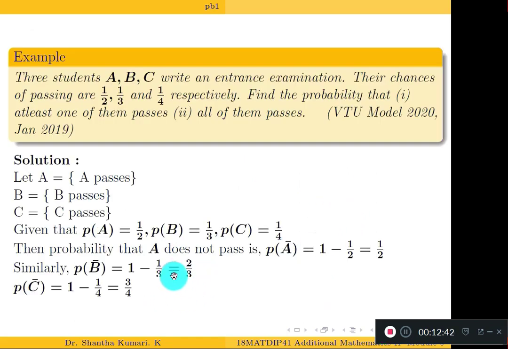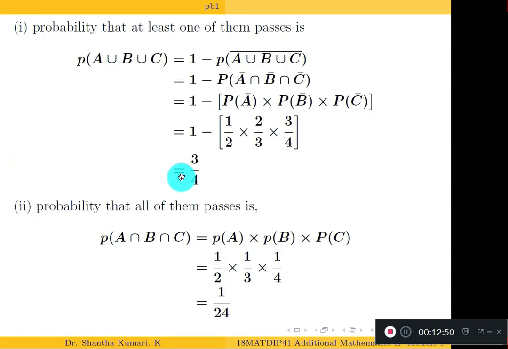Now go to the question. First question, at least one of them. What is the notation for at least one? Out of 3 events, it is union. Probability of at least one of the events means P of A union B union C. At least one is nothing but 1 minus probability of none. You can directly remember this formula.